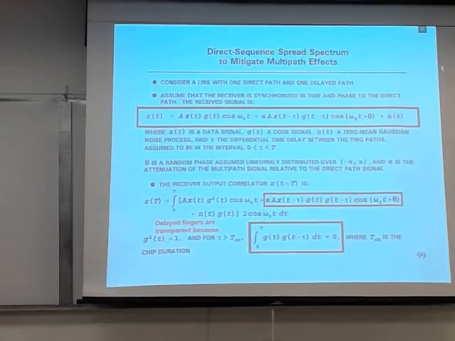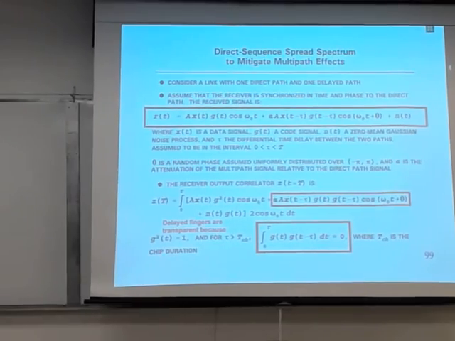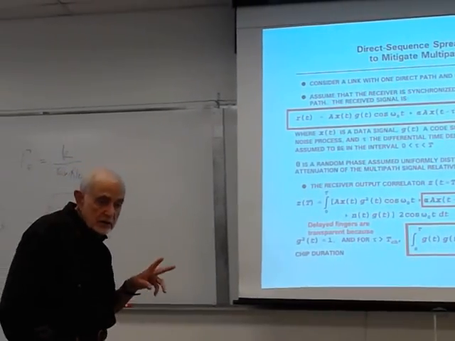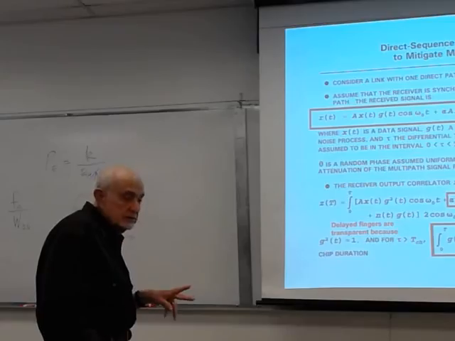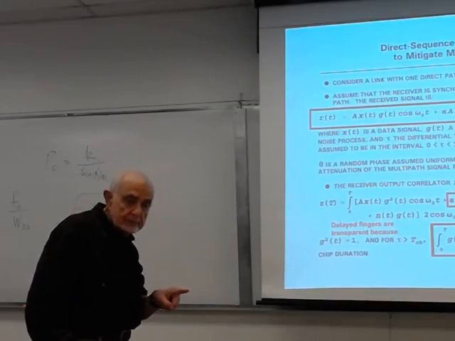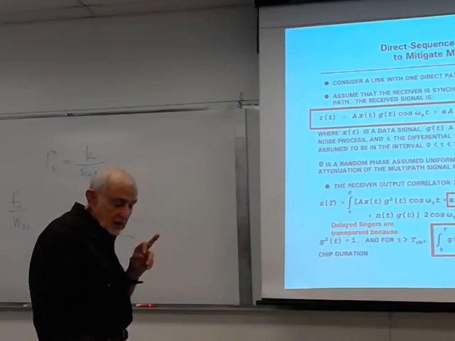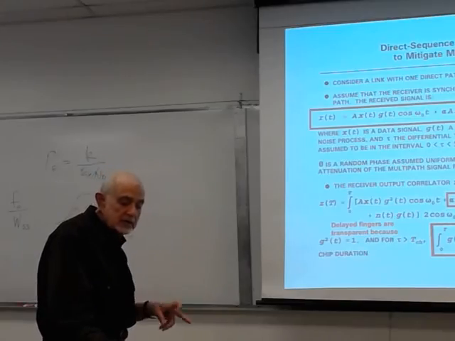But at this point, we only have about 20 pages to go. We're almost done, so we've made good timing. And the two things I want to show you that are important are the rake receiver and an example of a wireless system on a high-speed train.